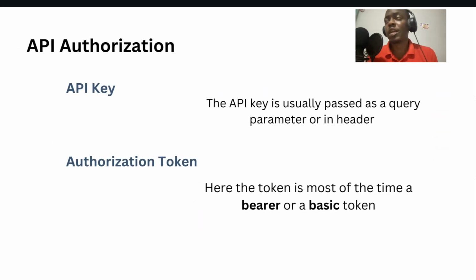REST API also gives us the possibility to determine who can have access to our API, and this is usually done using either an API key or an authorization token. The API key is usually passed as a query param or in the request header, whereas the authorization token is always passed in the request header. The authorization token can either be a basic or a bearer token. I'm sure we're going to see more about that in our subsequent videos.